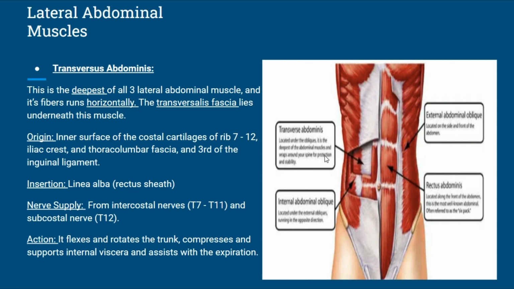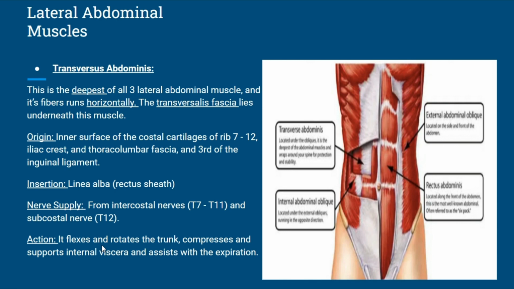So if you look here, all three or four muscles of the abdomen that are majorly present. You have the external oblique coming from here, the internal oblique which is beneath the external oblique and goes from bottom to top, and below this, there is the transversus abdominis muscle. You can see it's like wrapping around the abdomen. The nerve supply is from the intercostal nerve T7 to T11 and the subcostal nerve T12. The action of this muscle is that it flexes and rotates the trunk, compresses and supports the internal viscera, and assists with the expiration.